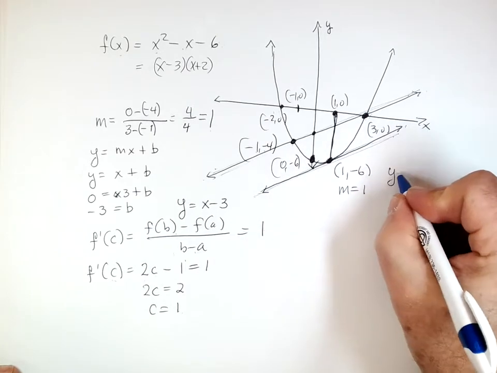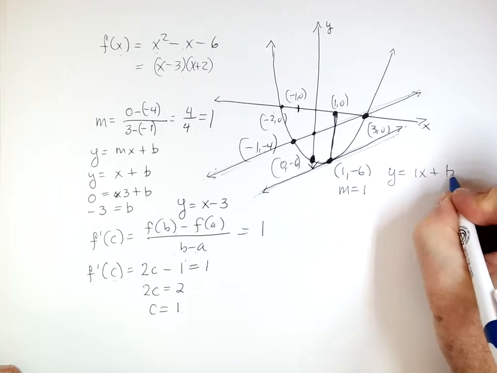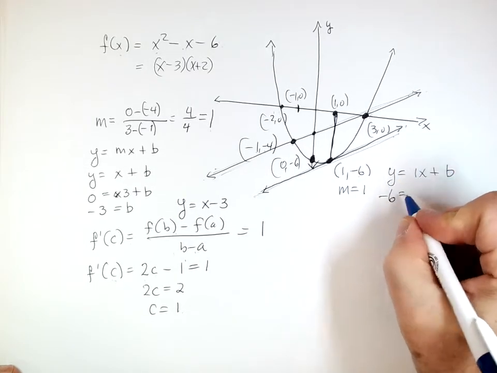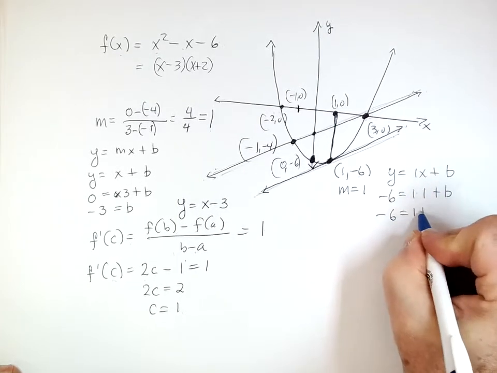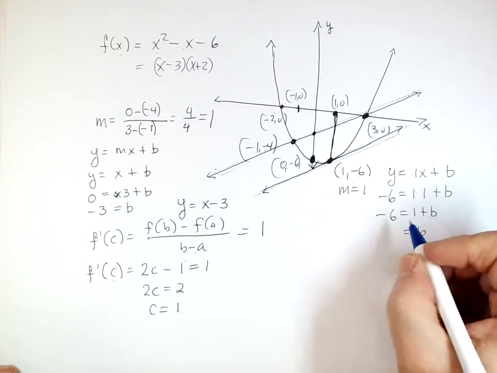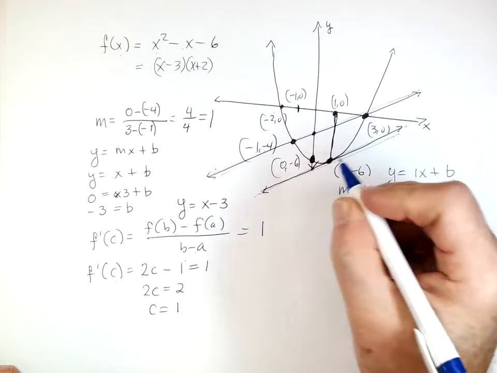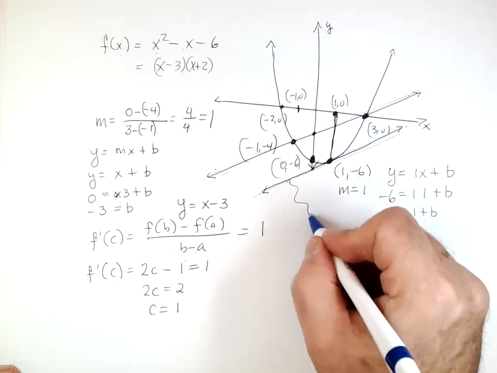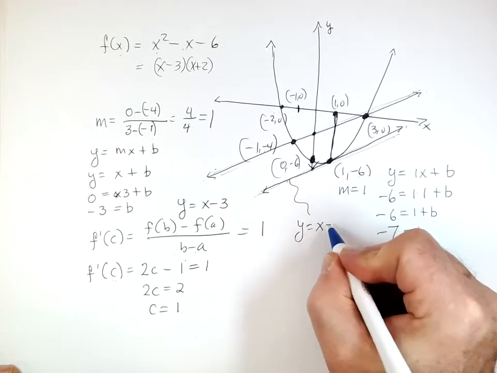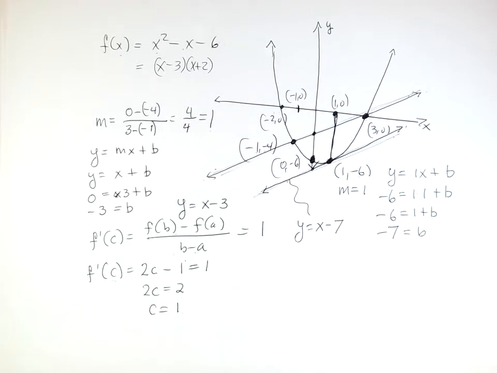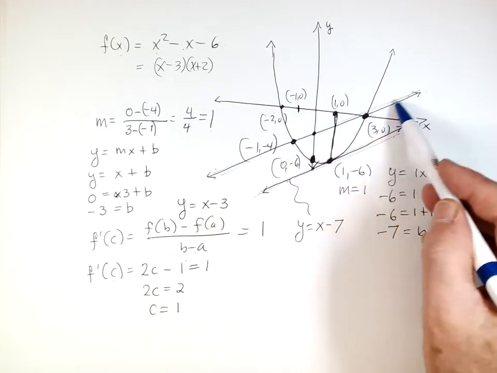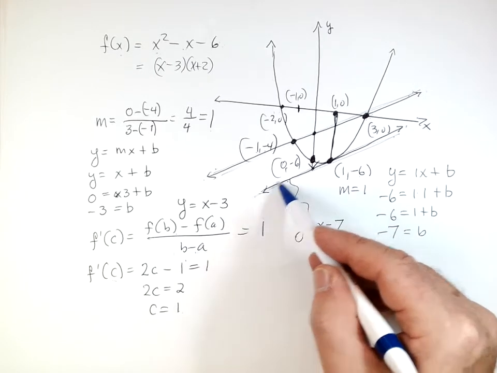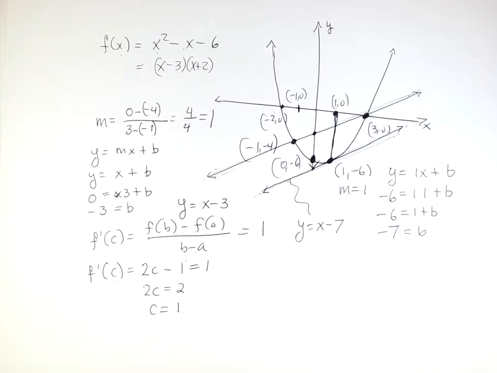So y equals 1x plus b. y is negative 6, x is 1. b is negative 7. That's where it hits down here. So the equation of this tangent line right here is y equals x minus 7. And then it says graph the function, which we've done, the secant line, which we've done, and the tangent line, which we've already done. Therefore, we are done.